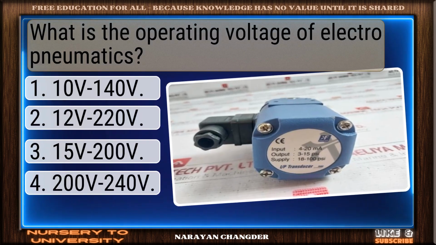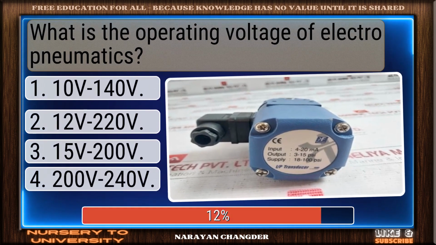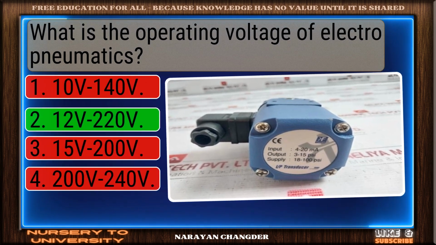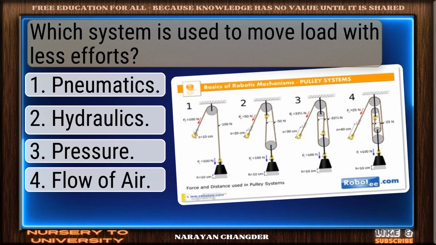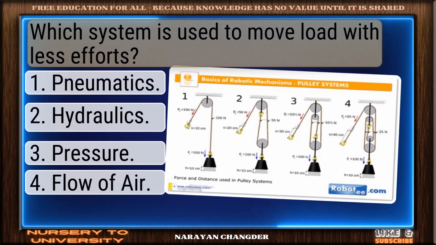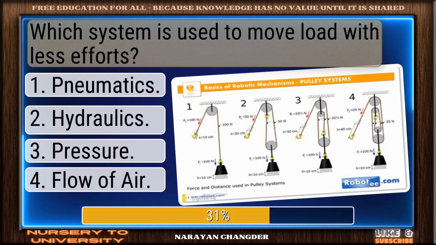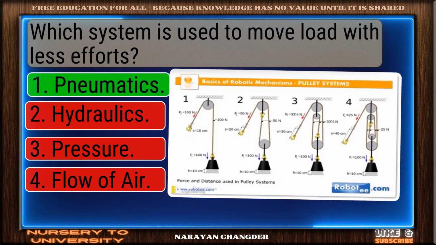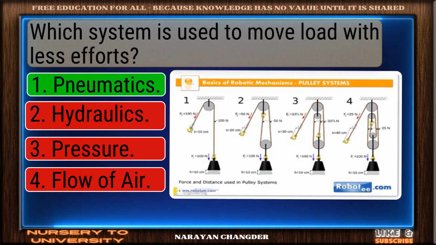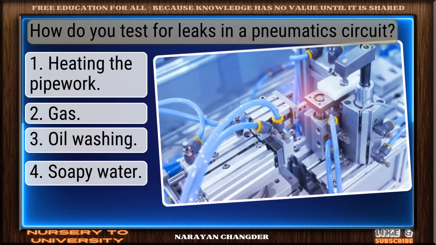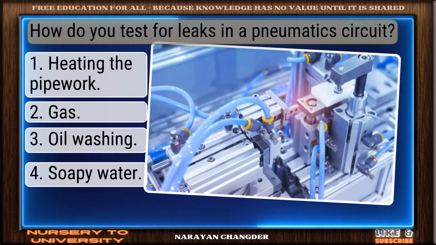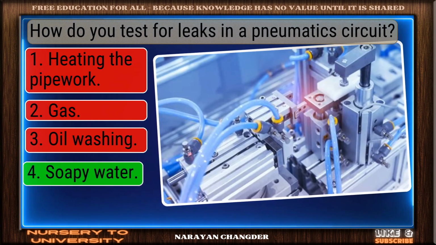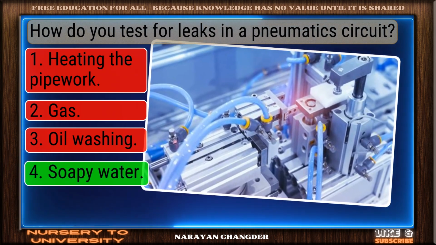What is the operating voltage of electro-pneumatics? Right choice. 12V DC is the best answer. Which system is used to move load with less effort? Exactly. Pneumatics makes sense, and it is the right choice. How do you test for leaks in a pneumatic circuit? Nicely done. Soapy water is a solid answer.